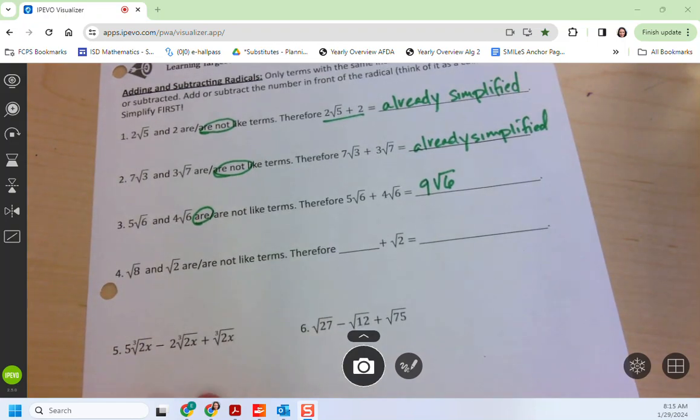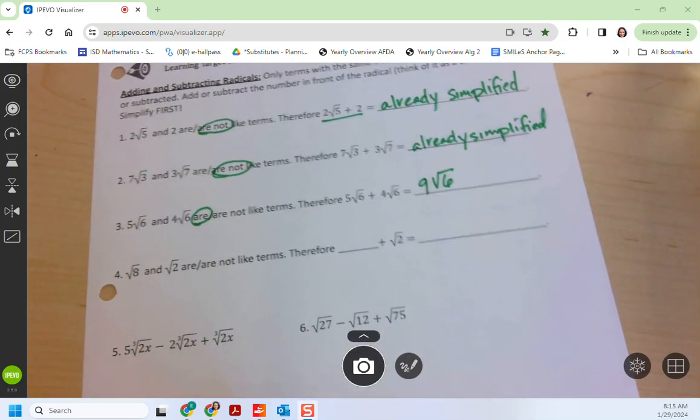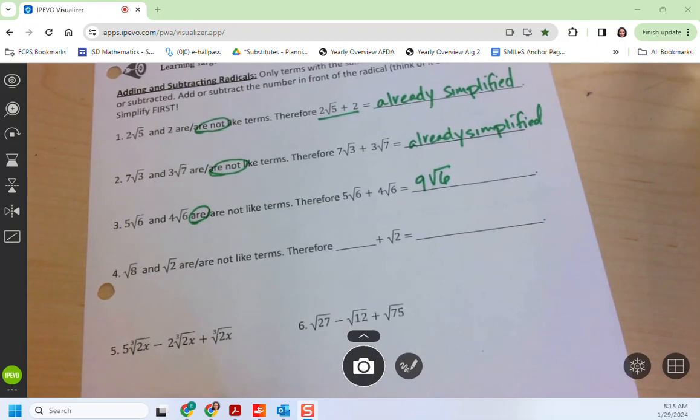All right, the next one is weird because you can see clearly that 8 and 2 are different numbers. But I'm telling you that there is a way to add these. So how can I add these if they're not like terms yet? What could I do? There must be a way to make them like terms, right? Is there any way I can change one of those radicals so that they become like terms? Which one can I change, the root 8 or the root 2?